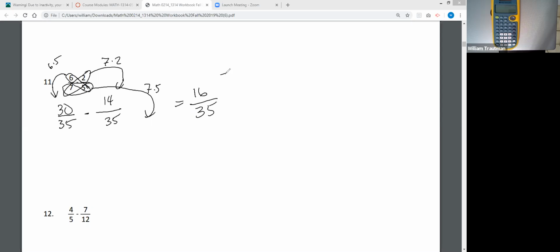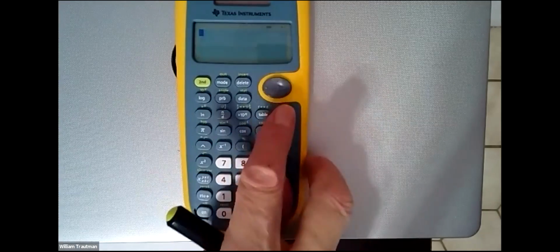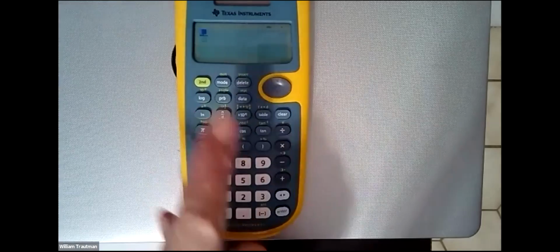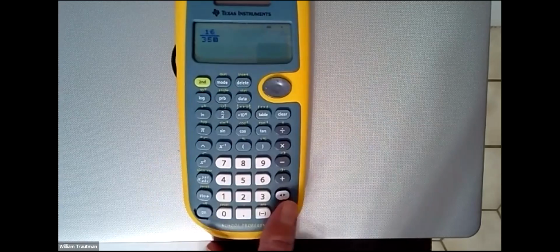Don't touch it. Try to reduce it. It does not reduce. 16 divides by 2, divides by 4, divides by 8, and none of those divide into 35. If you want to see if a fraction reduces, I showed you this yesterday. The fraction 16 over 35, you can just type it into your calculator, hit enter, and you see it stays at 16 over 35, so it doesn't reduce. It's already reduced in the lowest form.